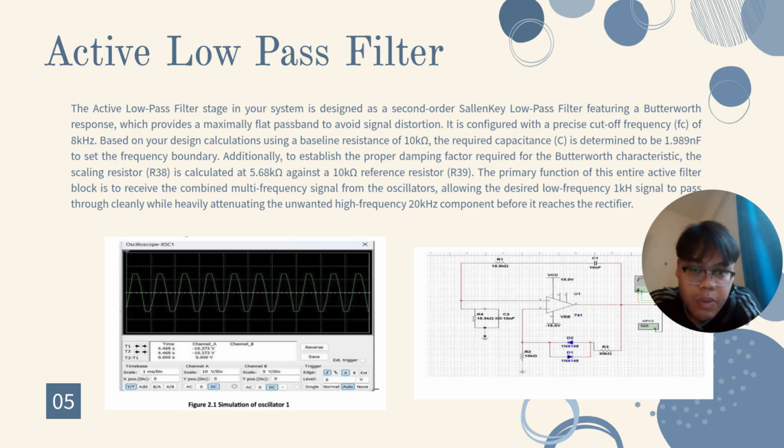Additionally, to establish the proper damping factor required for the Butterworth characteristic, the scaling resistor is calculated at 5.68 kilo ohm against a 10 kilo ohm reference resistor. The primary function of this entire active block is to receive the combined multi-frequency signal from the oscillator, allowing the desired low frequency 1 kHz signal to pass through cleanly while heavily attenuating the unwanted high frequency 20 kHz component before it reaches the rectifier.